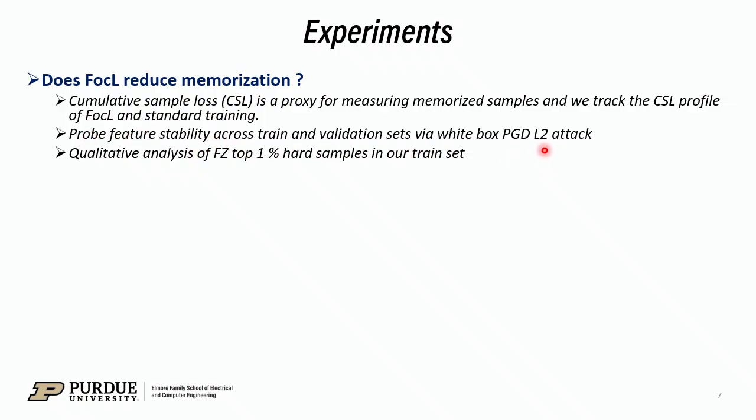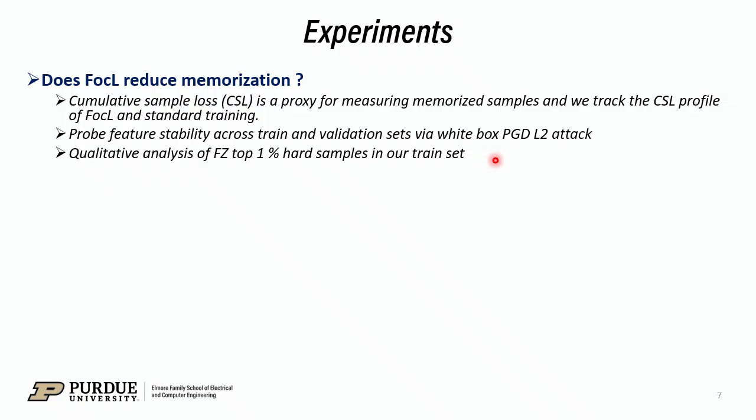Here our claim is not adversarial robustness as such, but we use adversarial attacks to test feature stability, and we link adversarial robustness to memorization here. And the third is a qualitative analysis of Feldman-Zhang's top 1% hard samples to show how FocL reduces the CSL scores of all of these 1% of top hard samples.